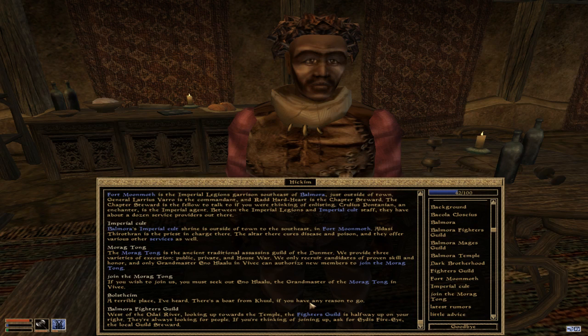We will not go to the Fighters Guild, however, we'll go to the Mages Guild. I hope this is not paradoxical, because we are wearing a huge axe.